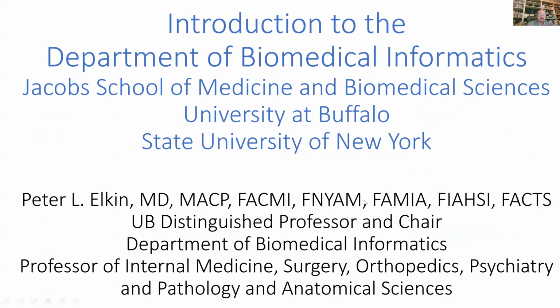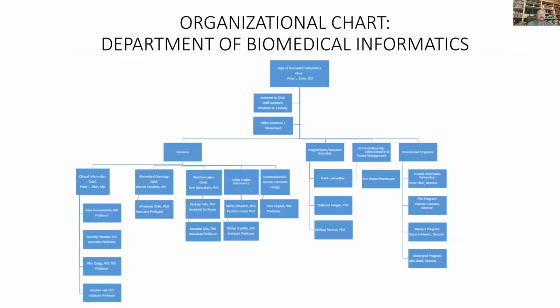I'm just going to scroll back to the beginning of the talk. So this is an introduction to the field, so it's kind of broad. We also give you an introduction to UB and our department so that you are aware of it and can access it. As was discussed, we have a division of clinical informatics, biomedical ontology, bioinformatics, public health informatics, and socio-technical and human-centered design. We have a lot of people that do a lot of work throughout the university, and we're involved in over 40% of the high-impact research at the Jacobs School.